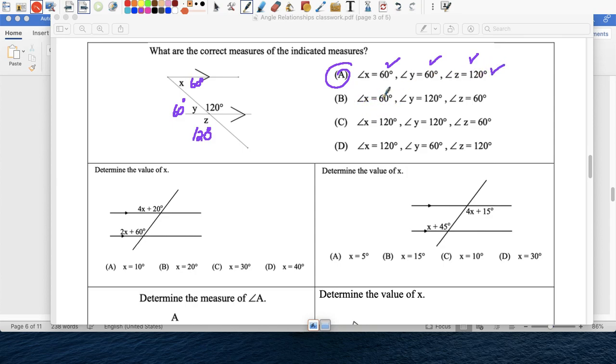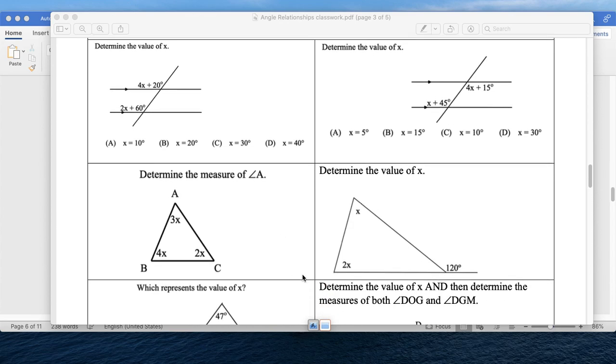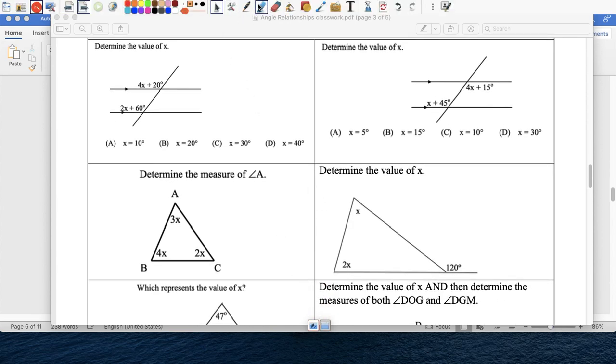B says x is 60, which is correct. Y is 120. That's incorrect, so that's not right. C, x is 120. No, it's not, so that's wrong. D, x is 120. That's also incorrect, so the rest is incorrect. So the correct answer is A. And the more you do these, the easier you recognize the relationships. So these two are corresponding, so it makes them equal to each other.